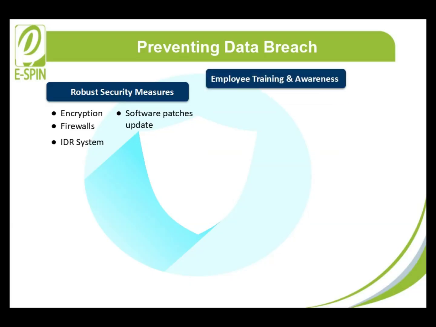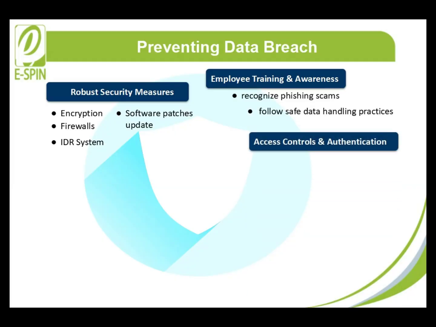Employee training and awareness. Employees are the first line of defense. Training should teach them to recognize phishing scams and follow safe data handling practices, such as using strong passwords and avoiding risky networks. Access controls and authentication. Using multi-factor authentication, MFA, adds extra verification layers beyond passwords. Role-based access control ensures that employees only access data necessary for their roles, reducing unauthorized exposure.